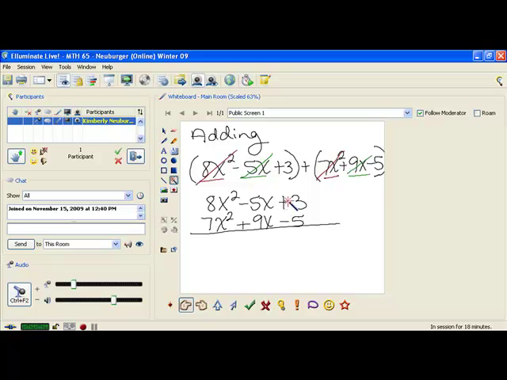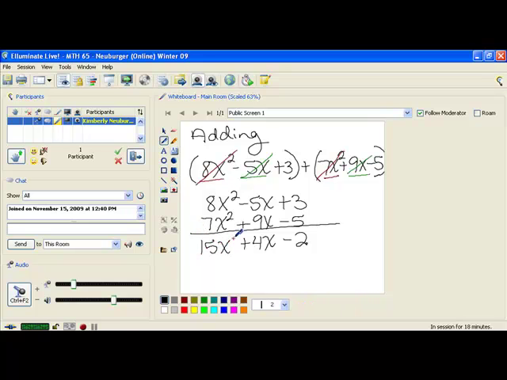So if we take a look at these, 3 and negative 5 makes negative 2. Take a look at these, negative 5x and positive 9x makes a positive 4x. And then take a look at these, and 8x squared plus 7x squared is a 15x squared. Notice we got the same answer. It was just another way of doing the problem. Now let's take a look at one that's a little bit more difficult.